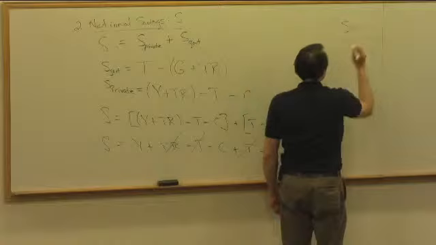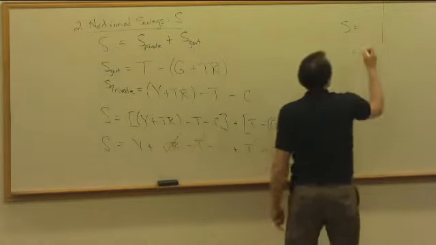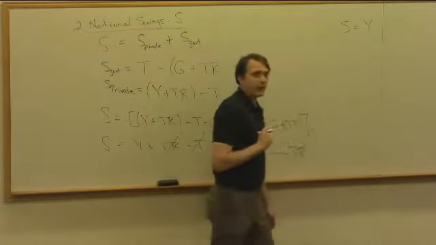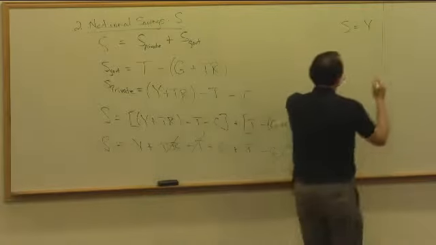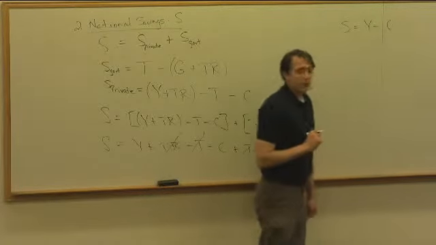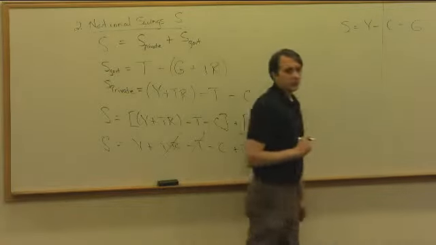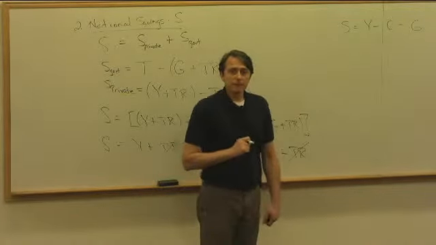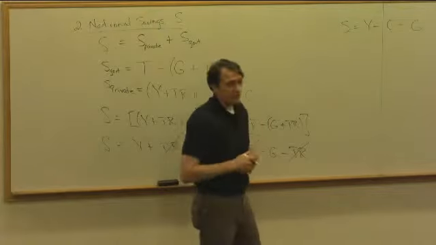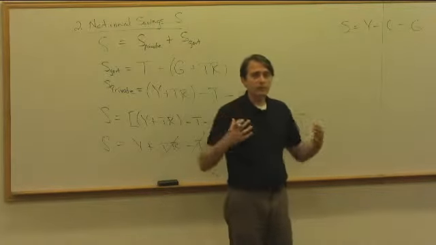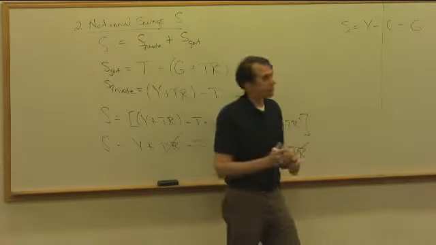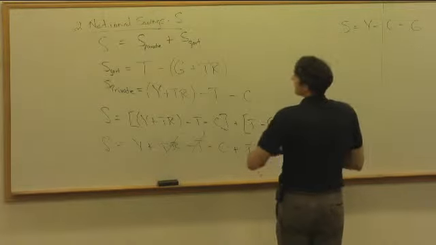We're going to get national savings is going to be equal to the total amount of income generated in the economy minus the amount of consumption by households minus the amount of consumption by the government. All right. So the total amount of national savings is just going to be real GDP minus consumption minus government expenditures. All right. So that's the second point.